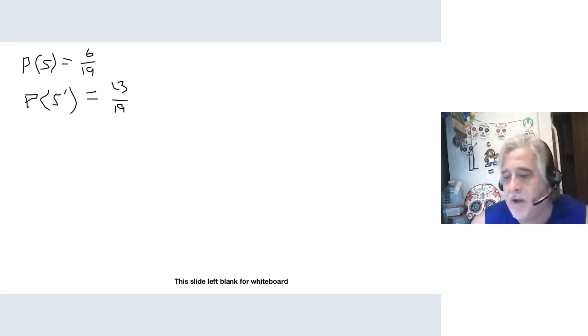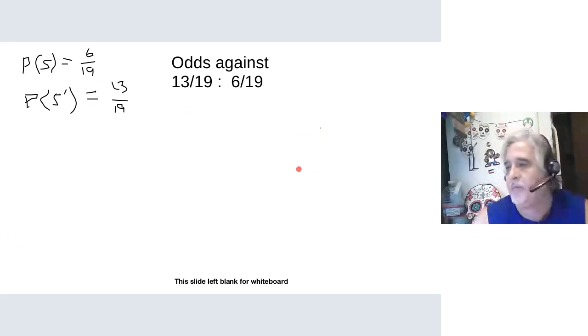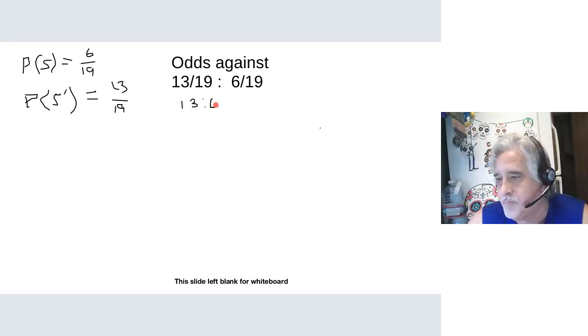Now, it was odds against that they wanted. Find the odds against. See if I can write this out where it looks nice. So odds against is the number of losses, the numerator of the losses. It's messy to write it out formally, but it's going to be 13/19 colon 6/19. But once you simplify it, the 19s go away. So it's just 13 to 6.